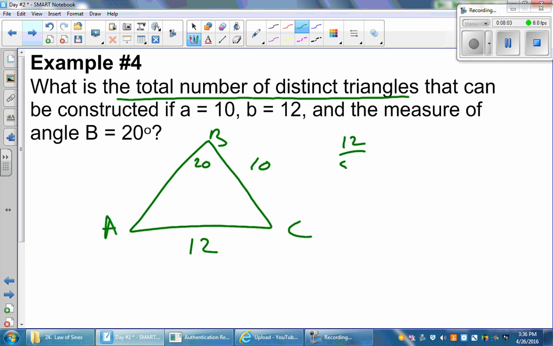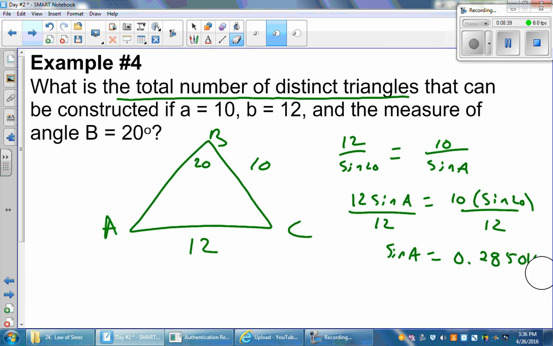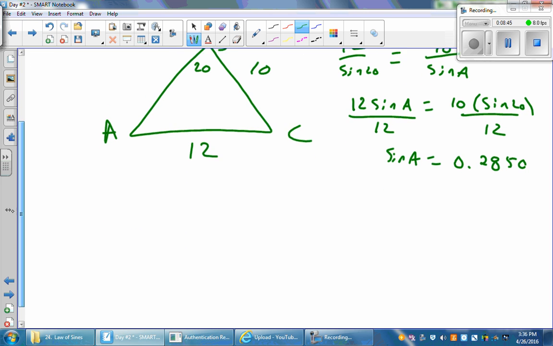I'm going to say 12 over the sine of 20 is going to be equal to 10 over the sine of A. Once I have that proportion set up, I'm going to cross multiply. 12 times the sine of A is going to be equal to 10 times the sine of 20. I'd like to get the sine of A by itself. Divide both sides by 12. Sine of A is equal to, when I plug all that into my calculator, I got 0.2850167861. I'm going to shorten that a little bit. I'm going to go to 4 digits to the right of the decimal point. As long as you go a minimum of 4, you should be fine in terms of the accuracy.